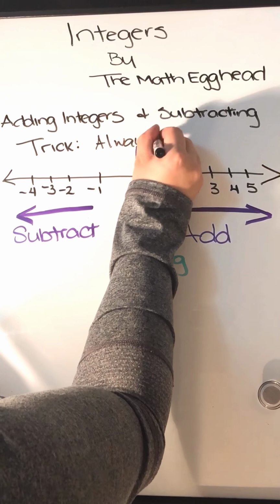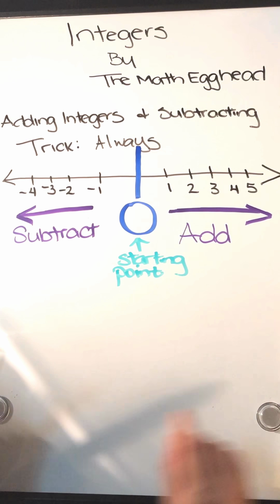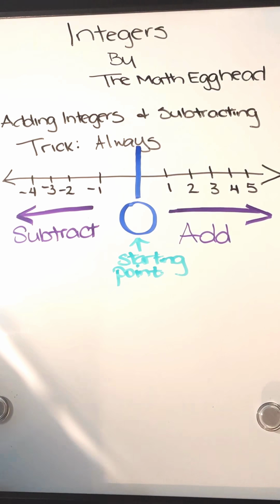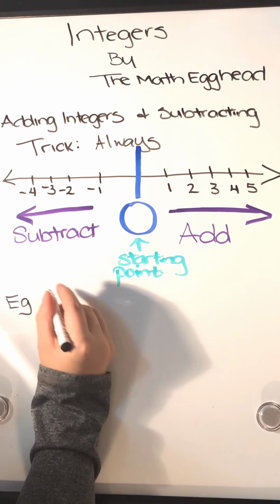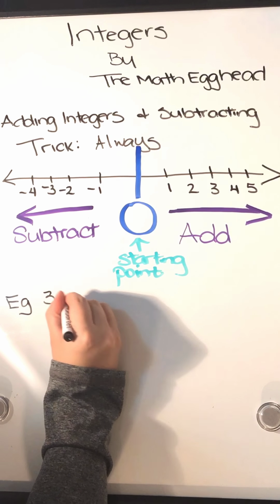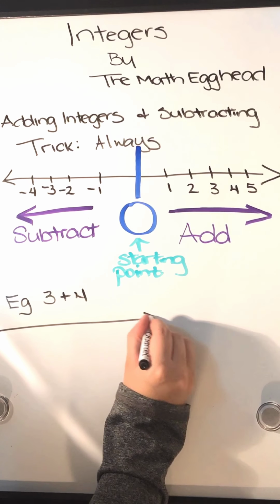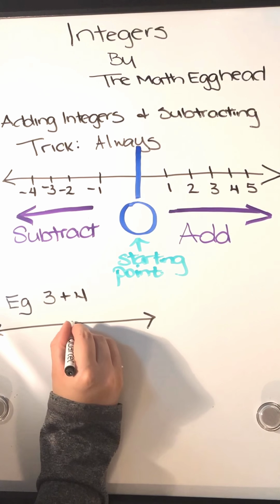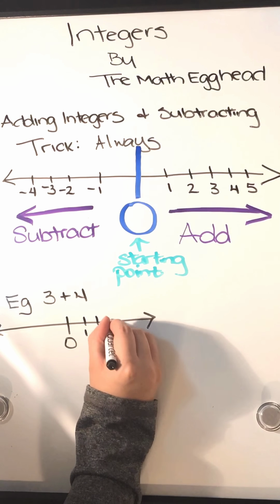So right now we're just doing the trick, which is the number line. I want you to pause the video and copy this number line down. As you can see, the 0 is always the starting point. When you're subtracting, you're going to the left. When you're adding, you're going to the right. Right now, I'm just going to show you on a number line how this would look.